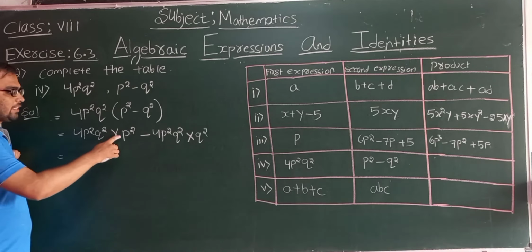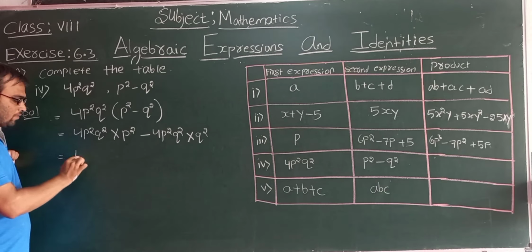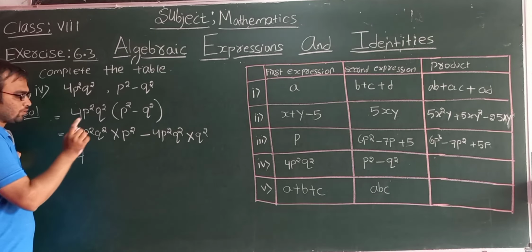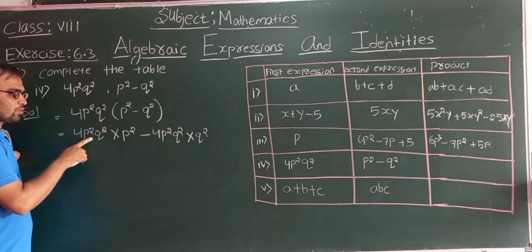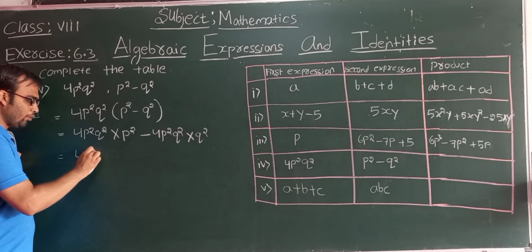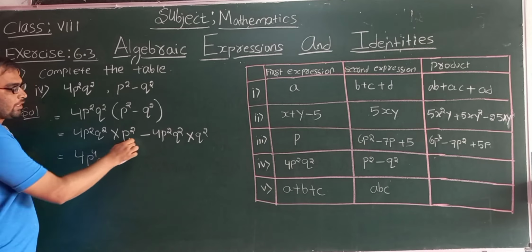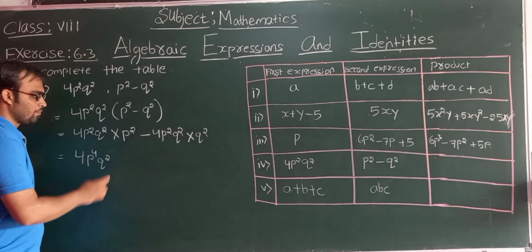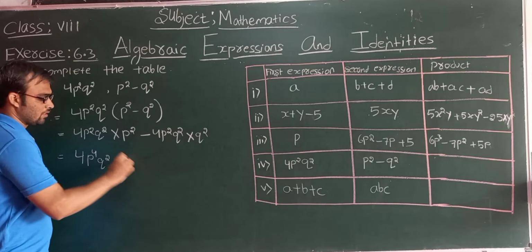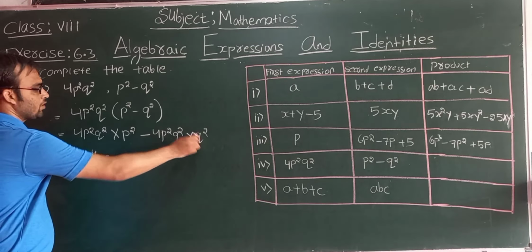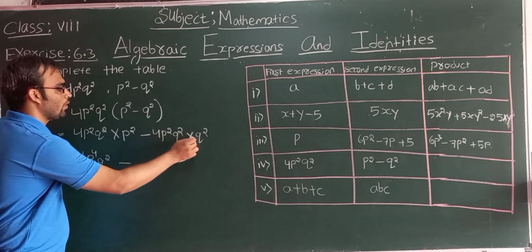Okay, here nothing is there, means 1 will be there, so 4 ones are 4. Here p square is there, so here also p square is there, so p square into p square will be p to the power 4. Here q square is there, so write q square. Here no q square, so write only this. Okay, next minus. Nothing is there, means 1 will be there. Okay, so 4 ones are 4.